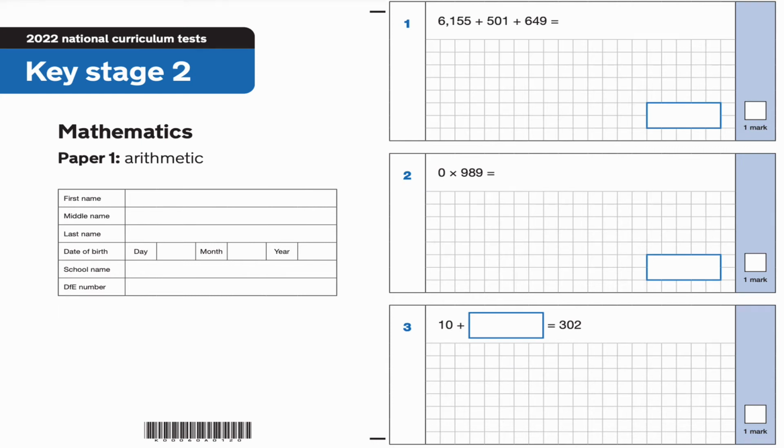Okay, so in this video, we'll be taking a look at the 2022 National Curriculum Tests, Key Stage 2 Maths, and it's Paper 1, the arithmetic paper. So this is designed for Year 6 students at the end of Year 6. Year 6 students would sit something called Key Stage 2 SATs within the UK.